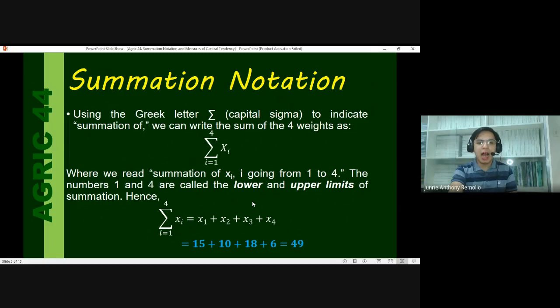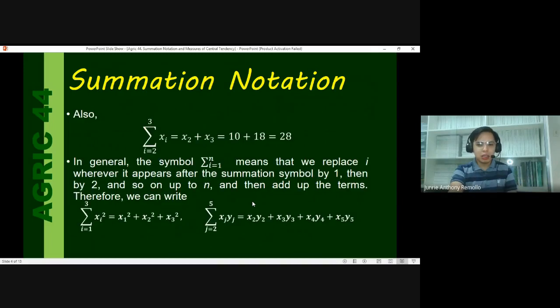On the other hand, the letter n signifies the number of values in a set of observations. And i means the value at which you start adding up all until the total value.